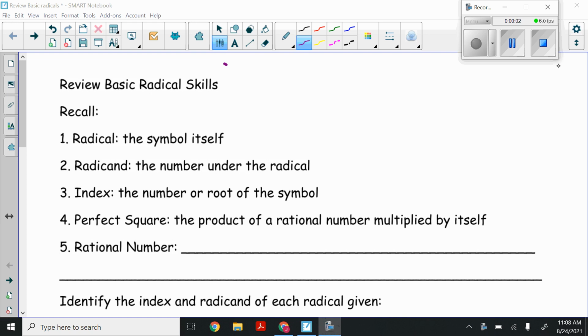All right, today in geometry, we're going to review our basic radical skills. So let's recall some vocabulary. So first, recall the radical, okay? That is the symbol itself. The radicand, that is the number underneath the radical. The index, that is the number or the root of the symbol. Perfect square, that's the product of a rational number multiplied by itself.